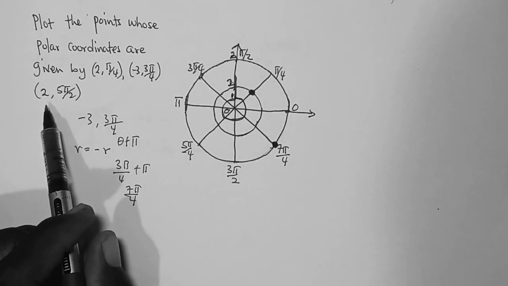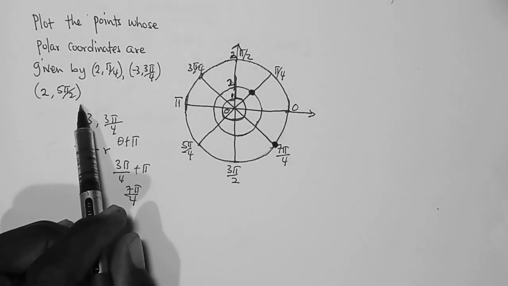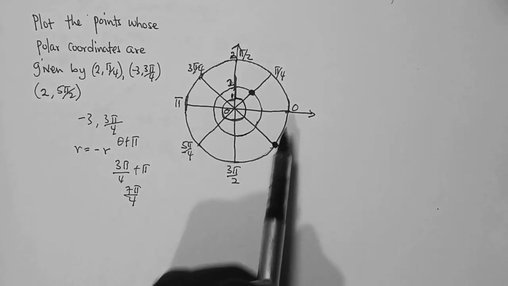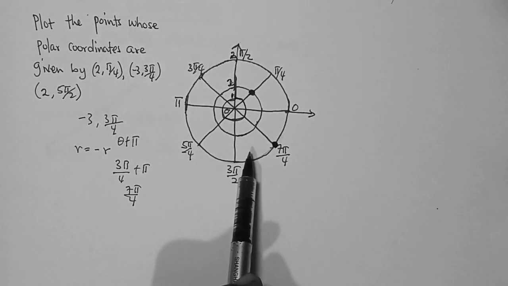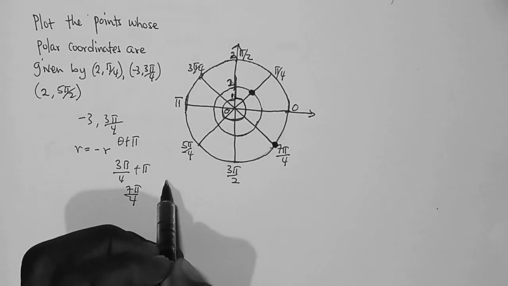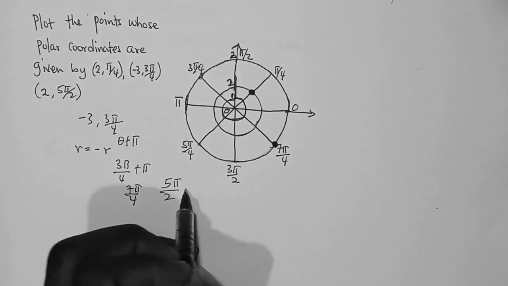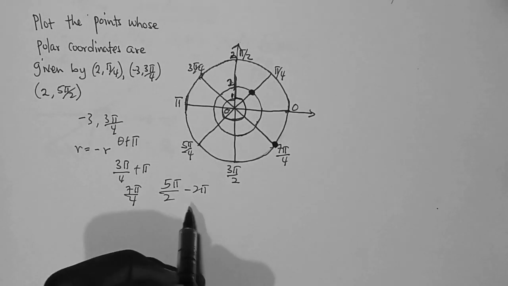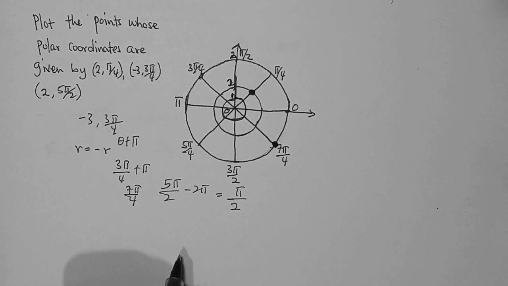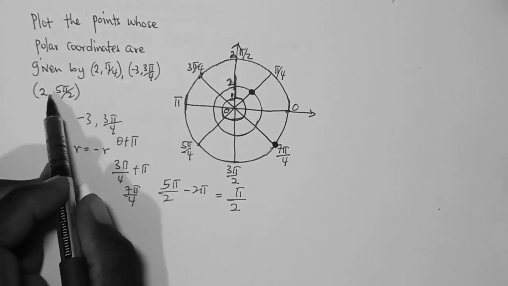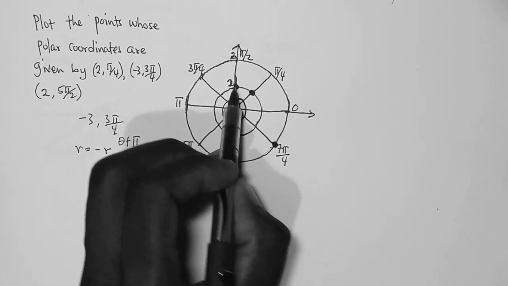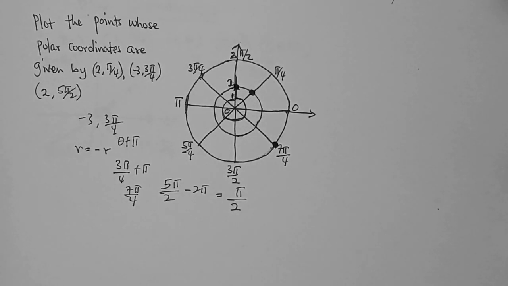So let's come to this point, which is 2 and 5 pi on 2. 5 pi on 2 is greater than 2 pi. That means that if we are moving in terms of the angle, then we would have moved 2 pi. So if we move 2 pi, what will be left? We will be able to do that by just subtracting 2 pi from 5 pi over 2. And this will give us pi on 2. So 2 and pi on 2. So this is 2 and pi on 2. And therefore, this becomes a point 2 and then 5 pi on 2.